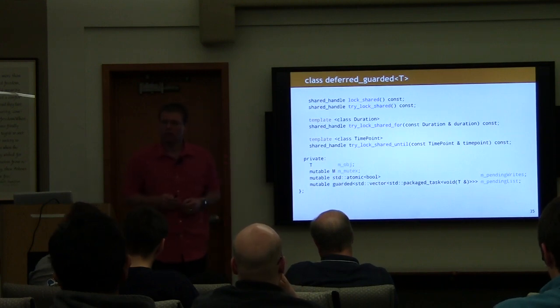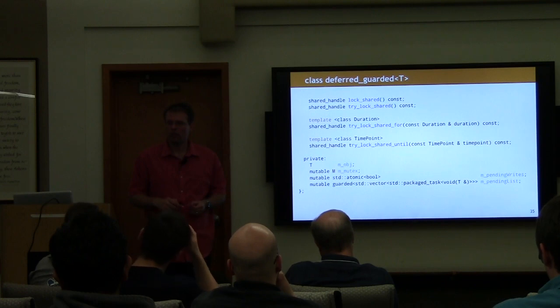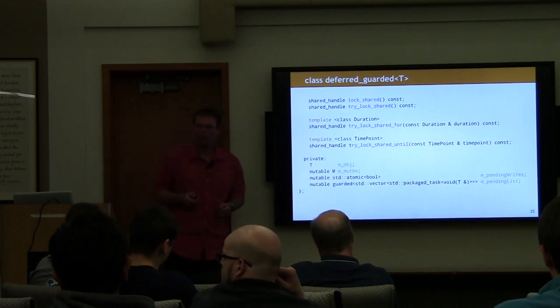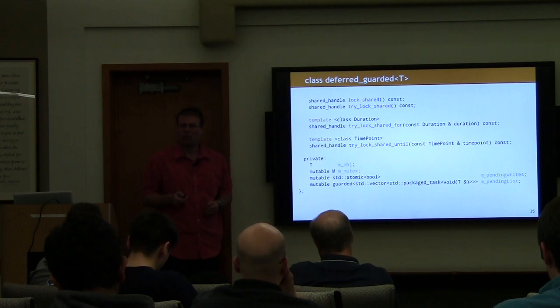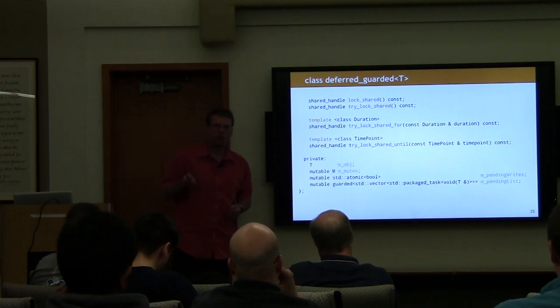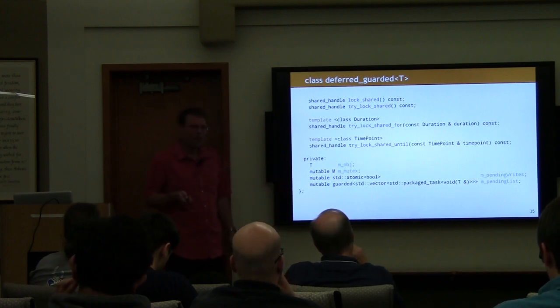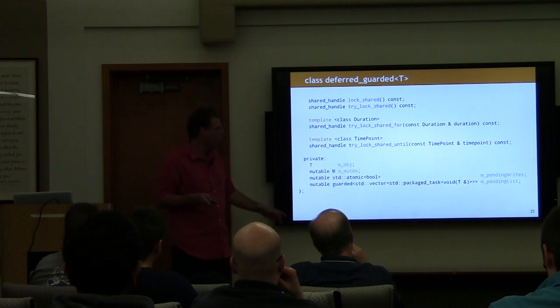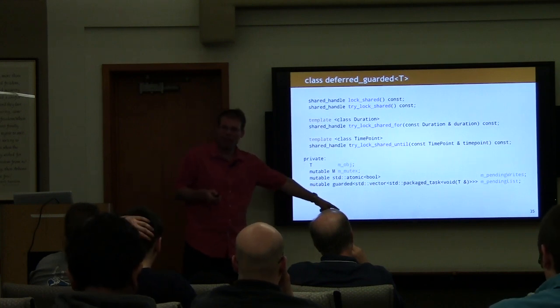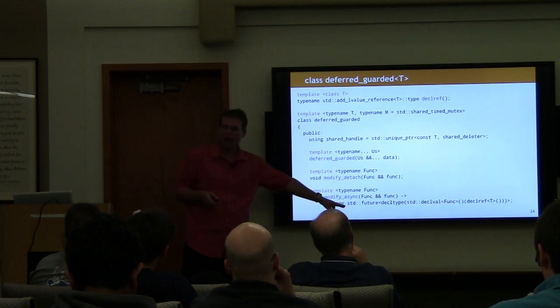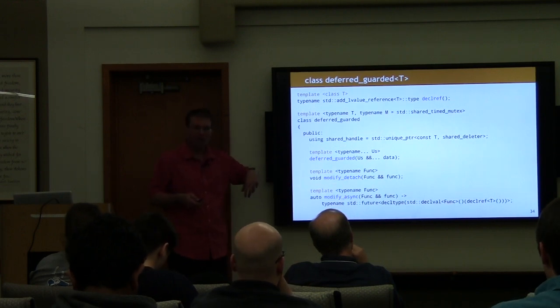Do you need to call to empty the task queue at the destruction of the deferred guarded object? So the question was, do you need to execute the task queue at the destruction of the deferred guarded object? And that is actually a really good question. You do need to, because they could have side effects. Because if somebody has called modify async, they actually want information back about the state of the object when the modification is done. So yes, very good observation.